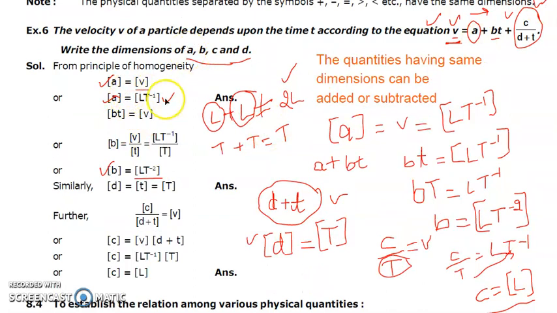So this is known as principle of homogeneity of equations. The principle of homogeneity states that the quantities having same dimensions can be added or subtracted, and there is no such rule in case of multiplication and division. So go through this video and we'll continue it in the next video.